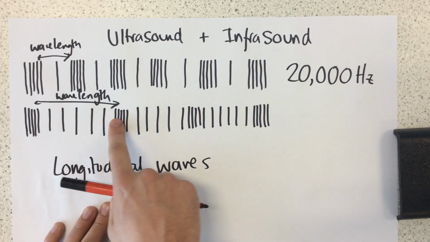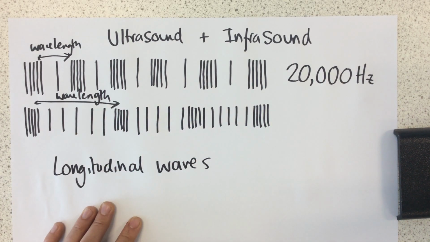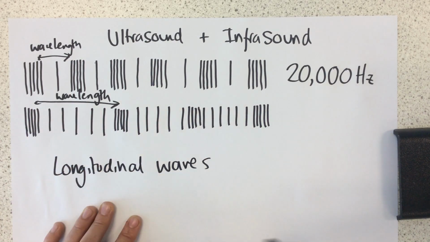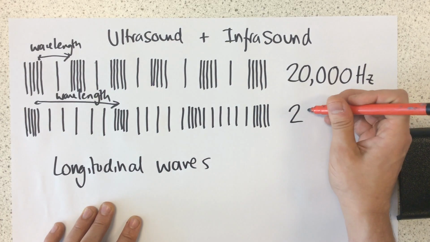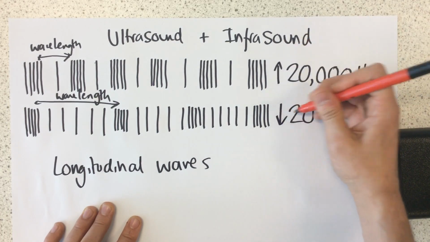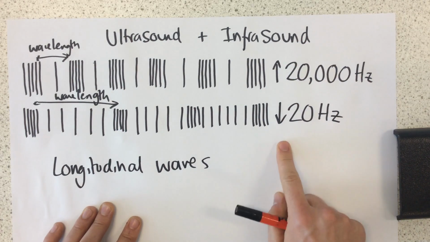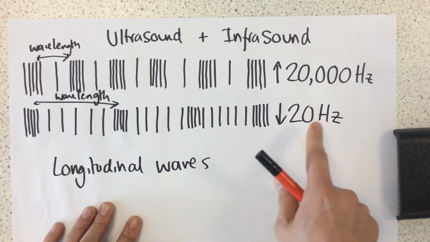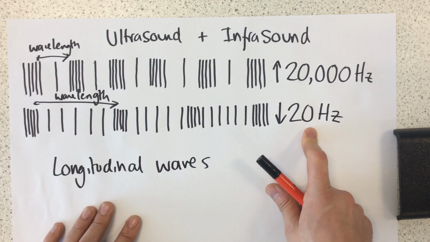So infrasound is like the opposite. Its wavelength is very long, meaning it has a very low frequency. It's anything which is below 20 hertz. So again, we can't hear this sound because it's too low a frequency.